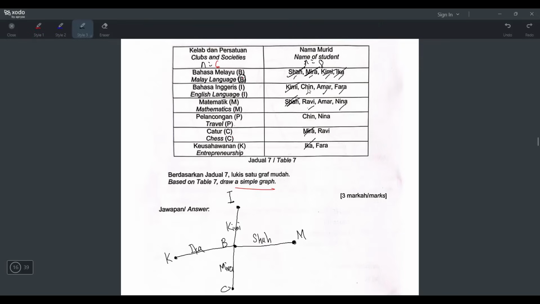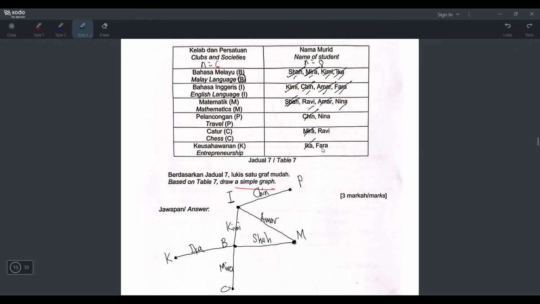Sekarang kita check the next person which is Chin. Okay, Chin dia ada dua club juga. I for English and P for pelancong. So IP lah. So I is here, but I have to join to another club which is P. So I'll just draw it here lah. Okay. So P for pelancong, and then the name is Chin. Okay. Next one is Amar. So Amar is I and M. So I dekat sini M. Oh, I can just join it like that. Done. So Amar.